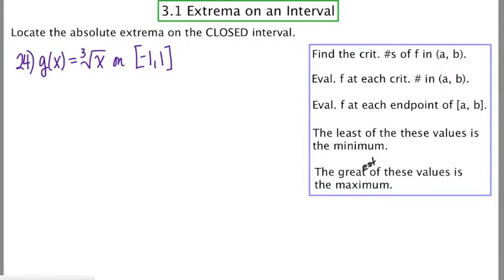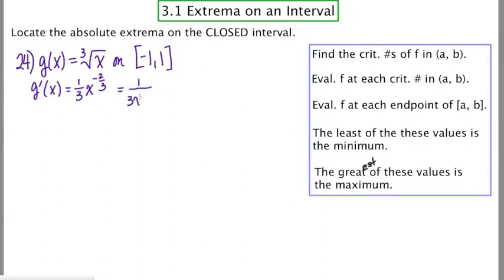In number 24, they give us the function g of x equals the cube root of x, and they give us the closed interval -1 to 1, and they want us to find the absolute extrema. So I'm going to start by finding the derivative, and I'm going to keep in mind that the cube root of x is really x to the 1/3. So the derivative is going to be 1/3 x to the -2/3, which is the same as 1 over 3x to the +2/3.